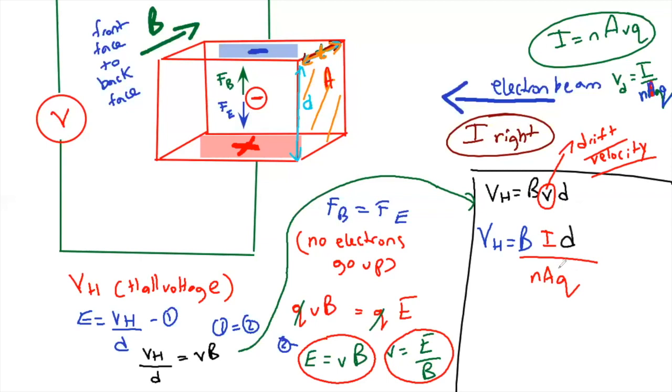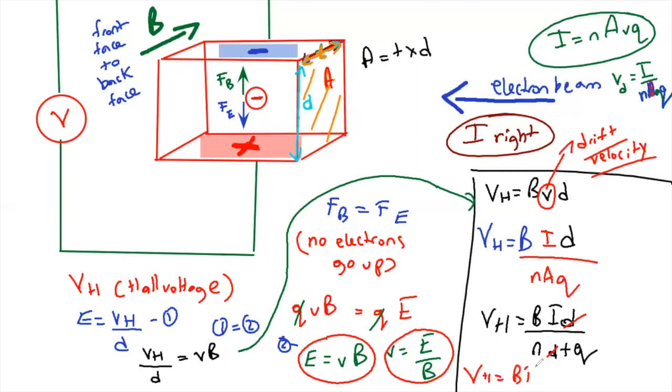Now, what is A? A is area, right? There's a reason why I said that this is A before, because I know that A is T multiplied by D, so I can say T into D. D is this distance, T is this distance. So I can say that VH is equal to BID divided by NDTQ, and I can cancel out D and D. Finally, I end up with VH is equal to BI divided by NTQ. And this is an important formula for drift velocity, so make sure you remember it. It may come to proof, by the way. So yeah, I hope that made sense.